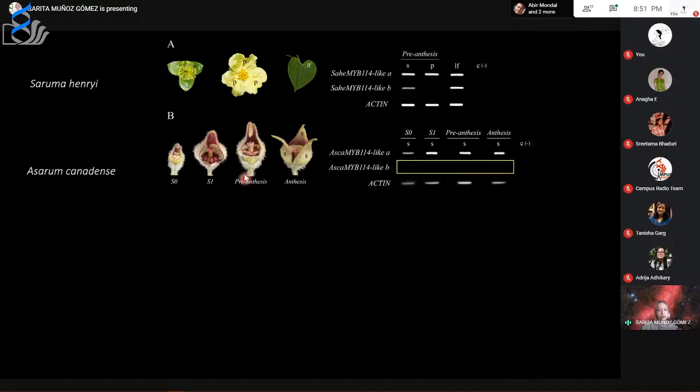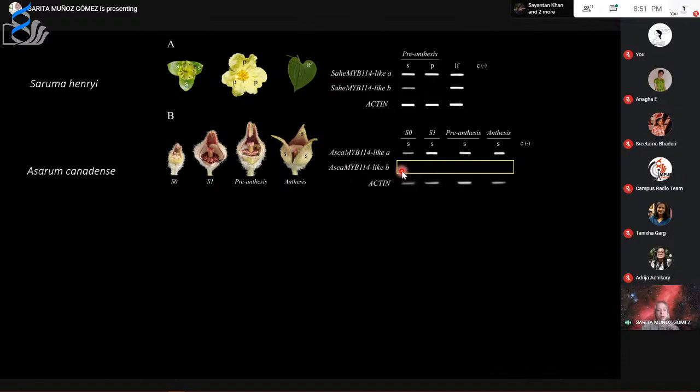The first one was expressed in all of the developmental stages. So we found expression from the earliest to the last, which is anthesis, in which sepals are already colored.